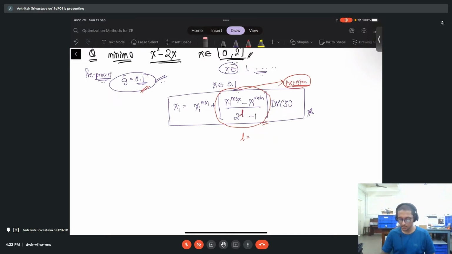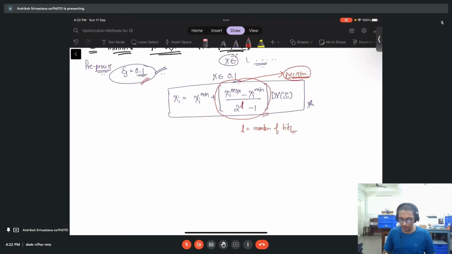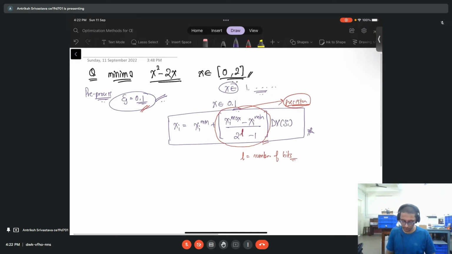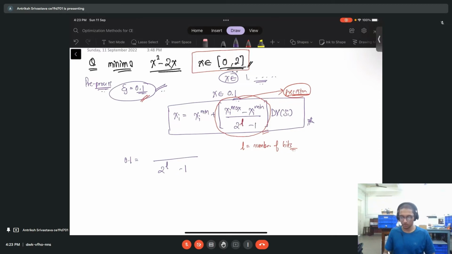Yes, okay, so let's write it as the number of bits. Can you tell me, Mr. Pankaj, what is the value of x max and x min? So x max is the maximum value in our search space, and x min is the minimum value in our search space. And I have written my search space here. So x max is 2 and x min is 0. Am I right? Right, sir.